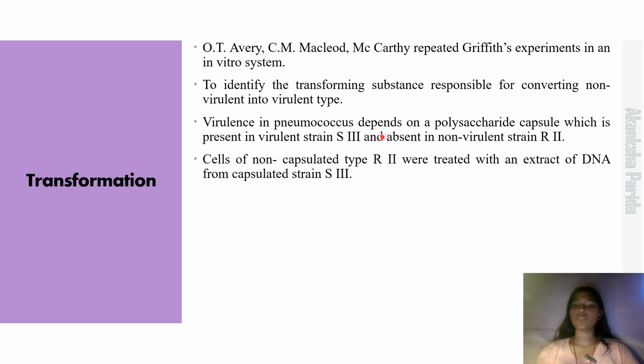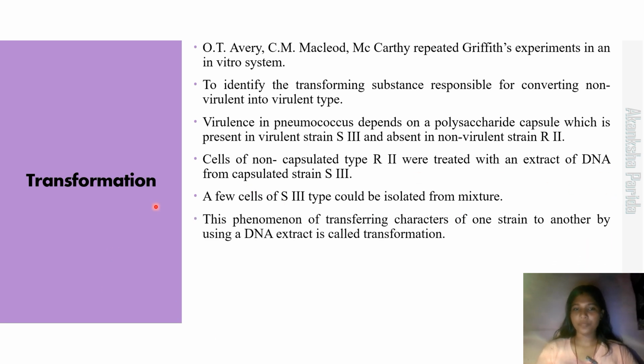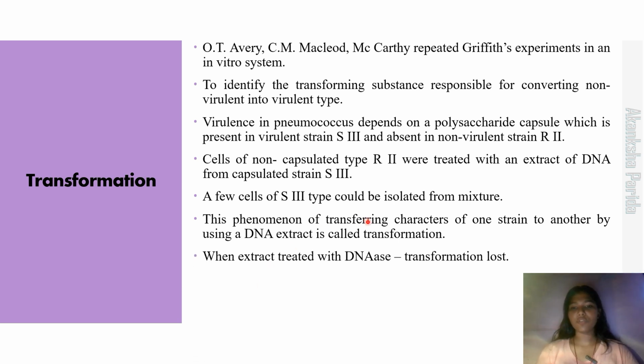Virulence in Pneumococcus depends on the polysaccharide capsule, which was present in the virulent strain, S3, and was absent in the rough strain, that is R2, that is non-virulent. So the cells of the non-capsulated rough strain were treated with the extract of DNA from the capsulated smooth strain. So a few cells of smooth strain type could be isolated from the mixture. The phenomenon of transforming the characters from one strain to another using the DNA extract was called transformation.